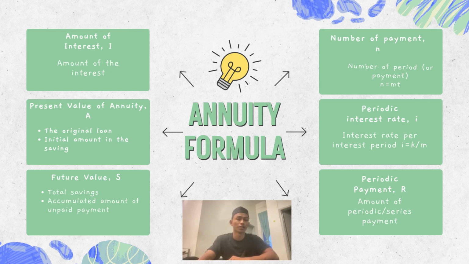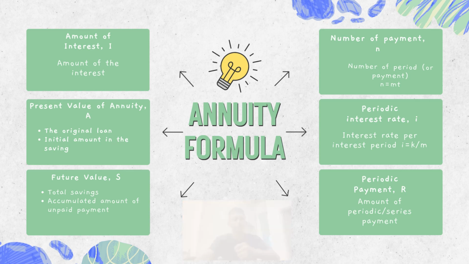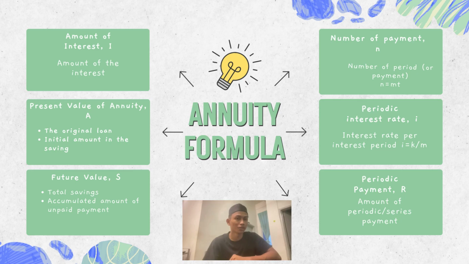Before we jump into case study, we should know the terms of the annuity formula. We have big capital I, A, S, small capital N, small letter i, and R. We have I. I means amount of interest. A represents value of annuity such as the original loan, initial amount of saving. And we have S. S means future value. What is future value? Future value here means accumulation of unpaid payment and total savings.